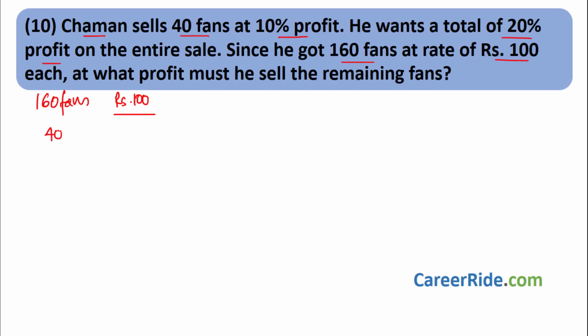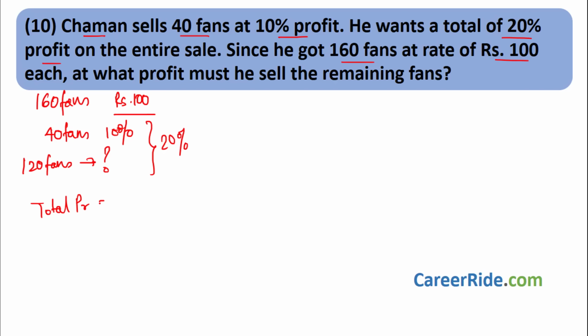Out of that, he sold 40 fans at a profit of 10%. So how many fans are remaining? 120 fans, 160 minus 40. At what percentage profit must he sell them so that the total profit becomes 20%? Now what do we know? The total profit in rupees would be nothing but the profit in rupees of the 40 fans plus the profit in rupees of the 120 remaining fans.